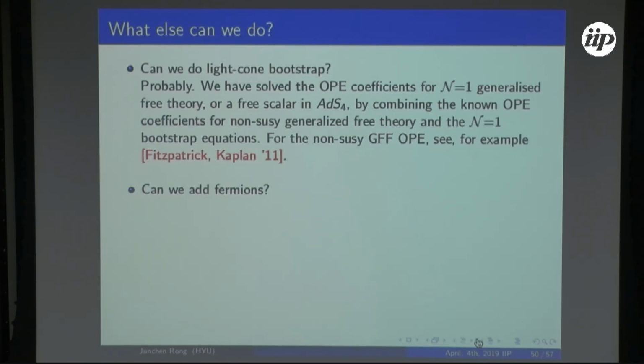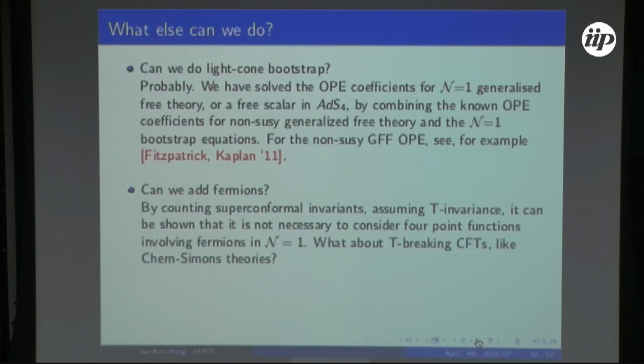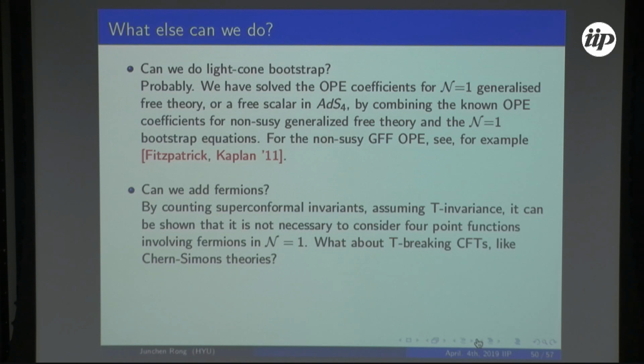Can we add fermions? Remember, we just considered phi, phi, phi, phi, f, f, f, f. But can we add fermions? It turns out, by counting superconformal invariants, assuming time reversal invariance, it can be shown this is not necessary. Okay, so we are lucky. Boson scalars are good enough in this simplest set. But as I said, you have to assume time reversal invariance, and if you consider time reversal breaking CFTs like Chern-Simons theories, you will have more bootstrap equations, and therefore you have to consider fermions for completeness.